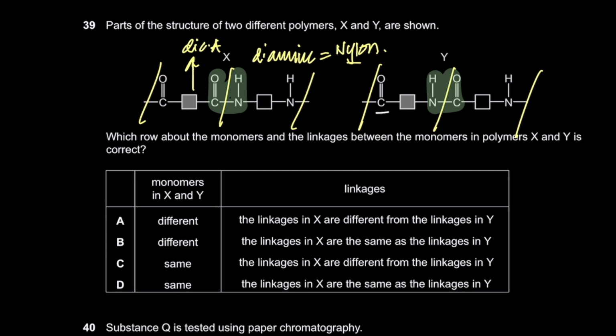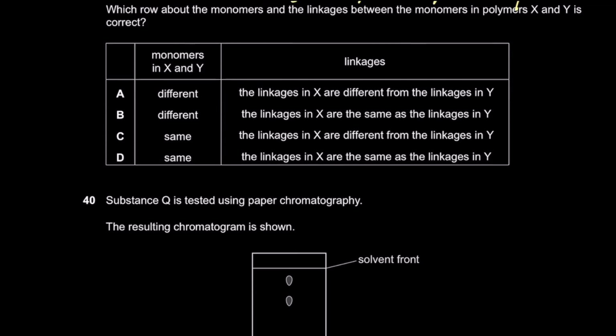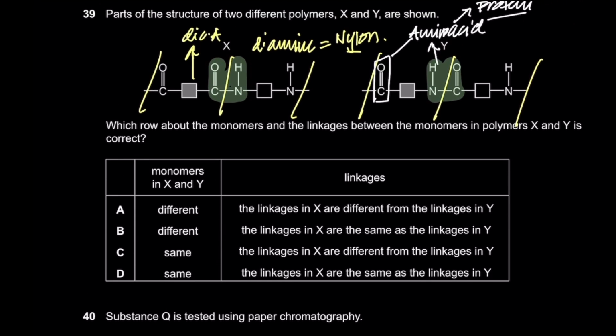And here you have a carboxylic, this is the carbonyl carbon, but when you go into the monomer, that was the acid and this came from the amine, right? So carboxylic acid and amine, so amino acid, so that's basically protein. Amino acid, it's amine, not amine. Who cares, man? Okay, monomers X and Y are different, absolutely.